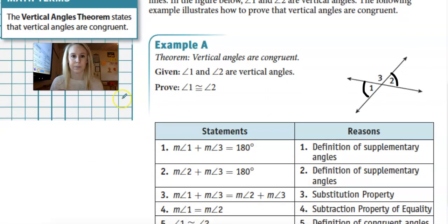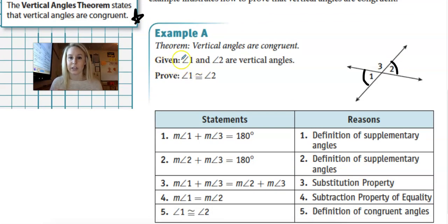So let's look at a proof. To prove the theorem that vertical angles are congruent, and this is called the vertical angles theorem, and it states that vertical angles are congruent. All right, so given that 1 and 2 are vertical angles, we're going to prove that 1 is congruent to 2.